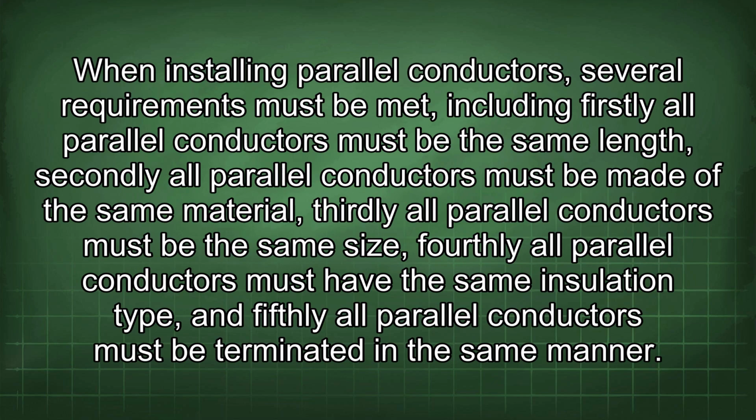When installing parallel conductors, several requirements must be met, including firstly, all parallel conductors must be the same length. Secondly, all parallel conductors must be made of the same material. Thirdly, all parallel conductors must be the same size. Fourthly, all parallel conductors must have the same insulation type. And fifthly, all parallel conductors must be terminated in the same manner.